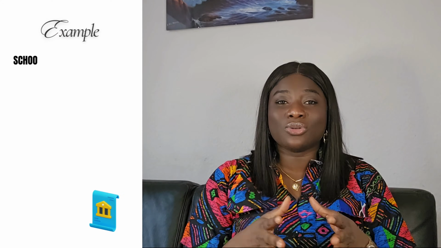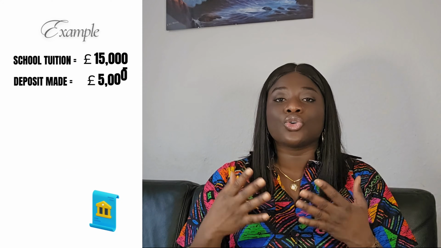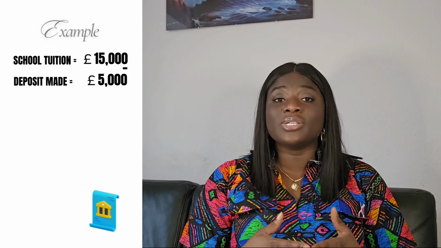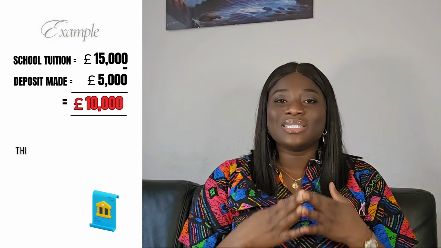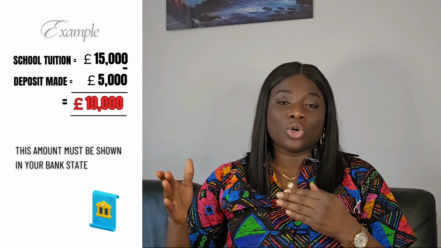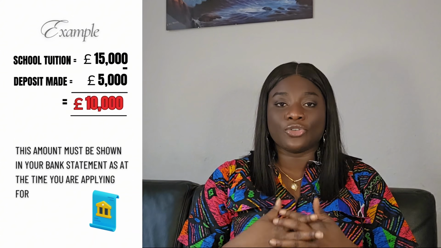If there is a balance minus the deposit you have made to the school, then you should have this balance in your account. So for instance, if your school is £15,000 and you've made a deposit of £5,000 to secure your place in the course and gotten your CAS, then you have a balance of £10,000 left to pay to the school. This amount must be shown in your bank statements as at the time you're applying for your visa.